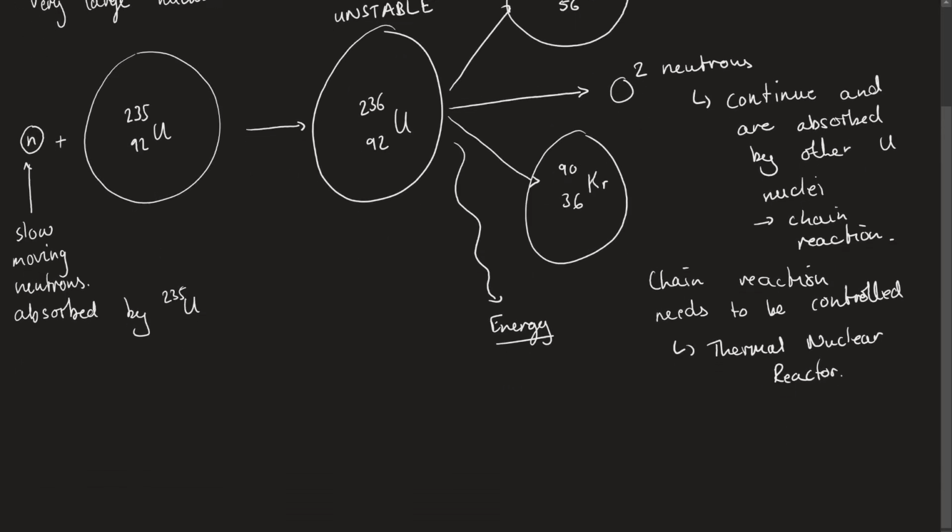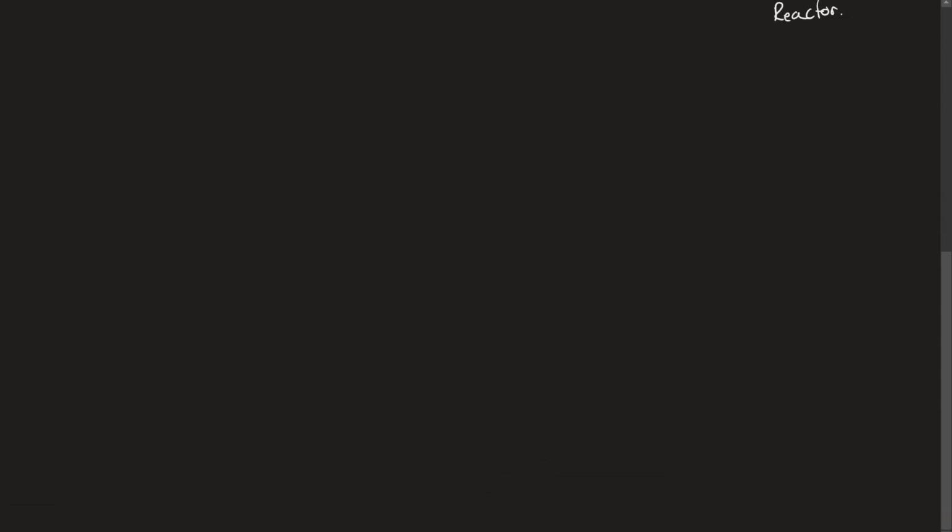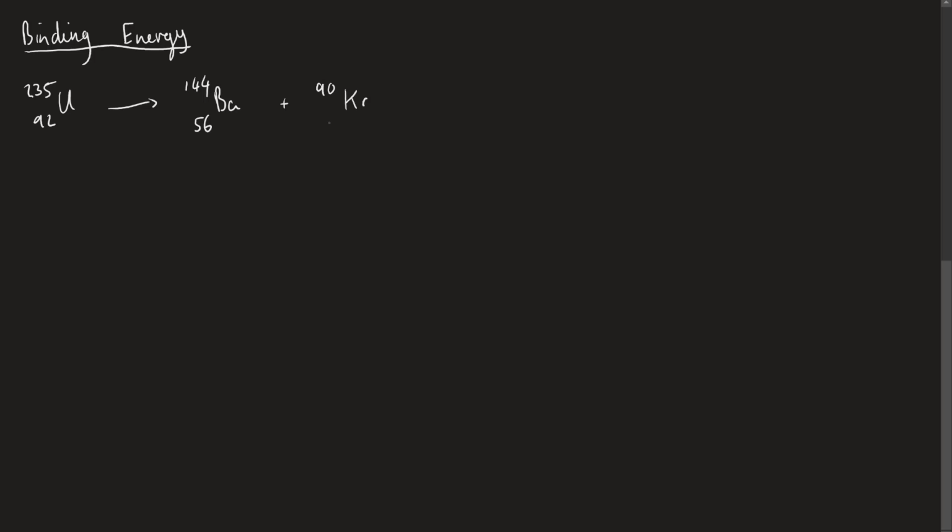For this, I'm going to refer back to this idea of binding energy. For binding energy, we said that the amount of energy that it requires to hold the nucleus together is going to be different for every nucleus that I have. What I find is that if I split this from uranium 92, 235, into barium 144, 56 and krypton 90, 36.